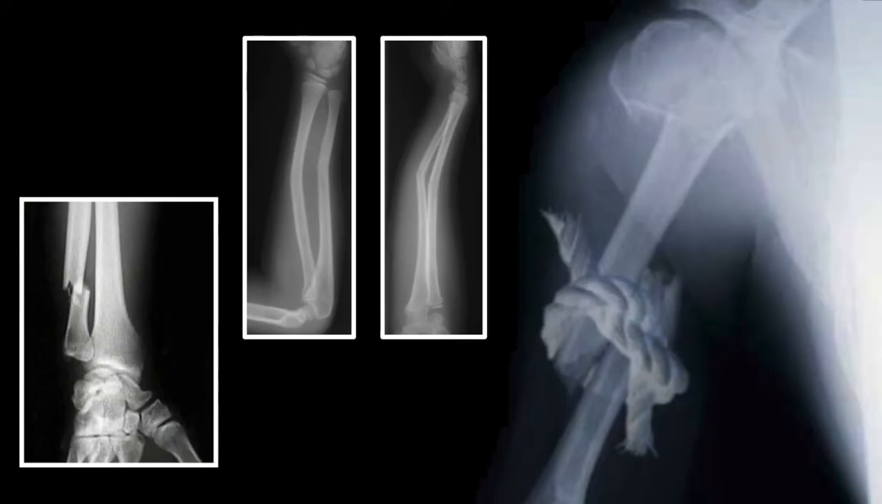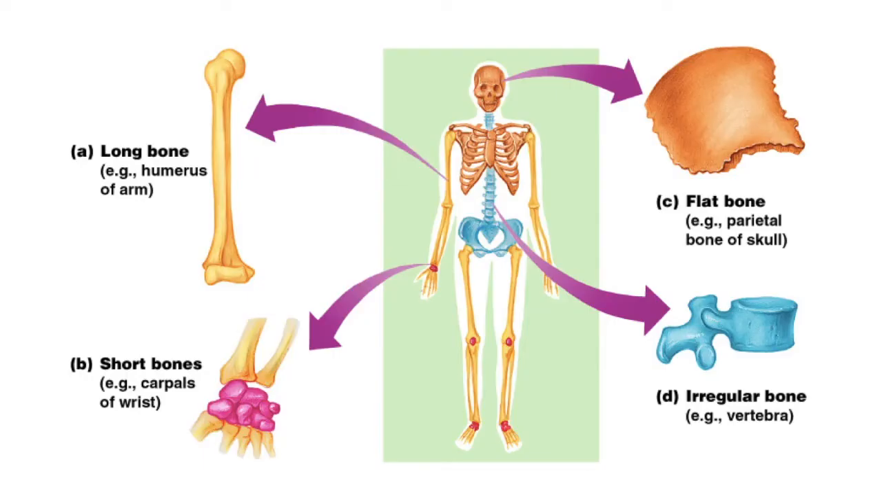You can see on the left, we have a transverse fracture, and then the 2 slender pictures in the middle are your green stick fractures, which aren't complete. And then we have on the right just a little fun Photoshop. So we have the long bone, short bones, flat bones, irregular bones, and then we also said the sesamoid bones.